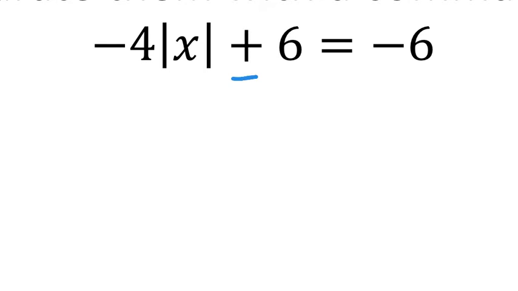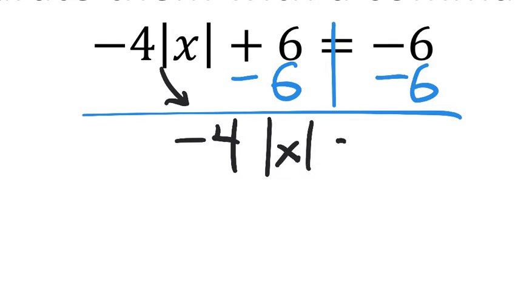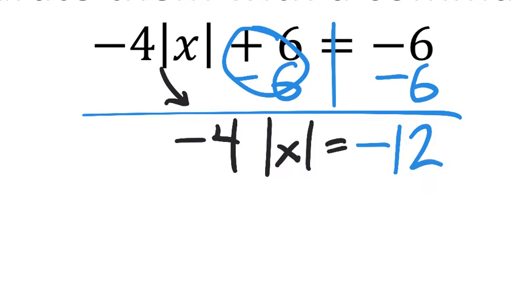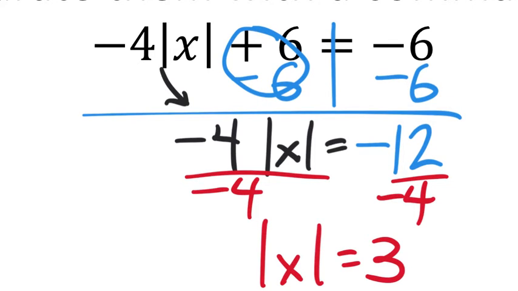So for me, first off, I subtract 6 from both sides. And that'll drop by negative 4 times the absolute value of x equals, this is going to zero out, but negative 6 minus 6 would be negative 12. And see, now when I divide both sides by negative 4 here, it's going to give me the absolute value of x equals positive 3. And that's okay. We can do that one, right?